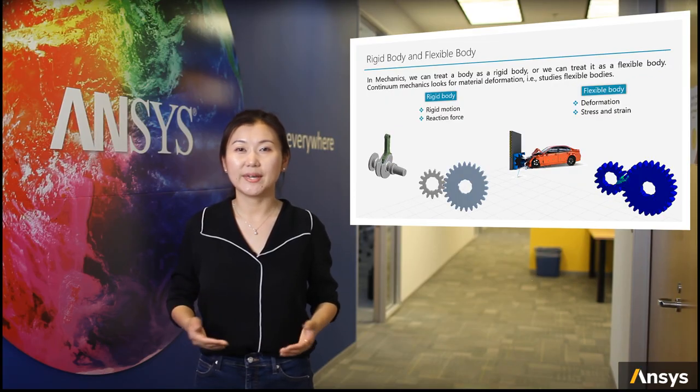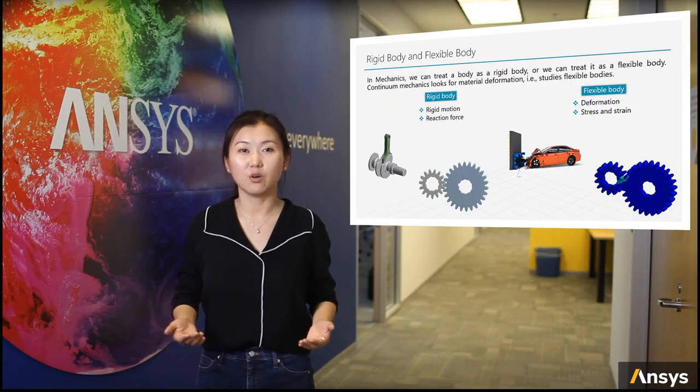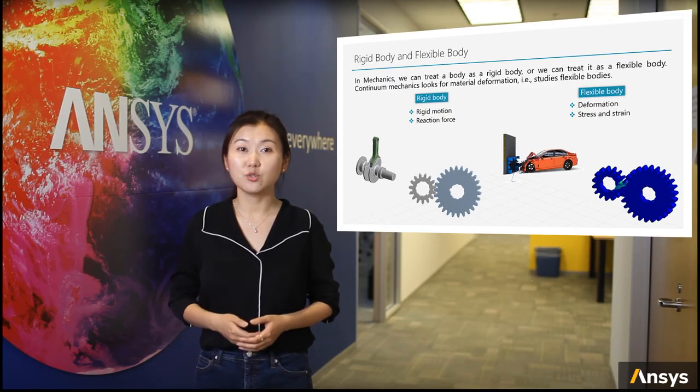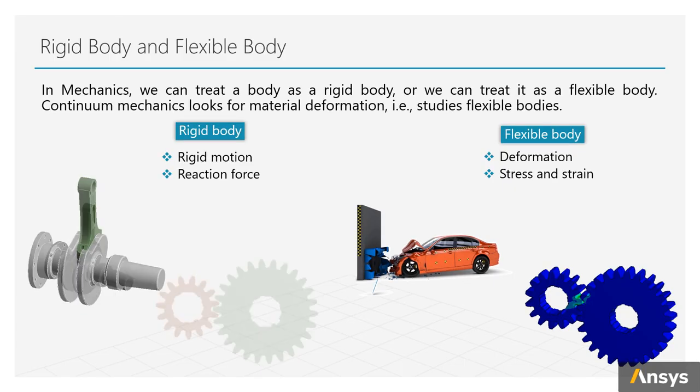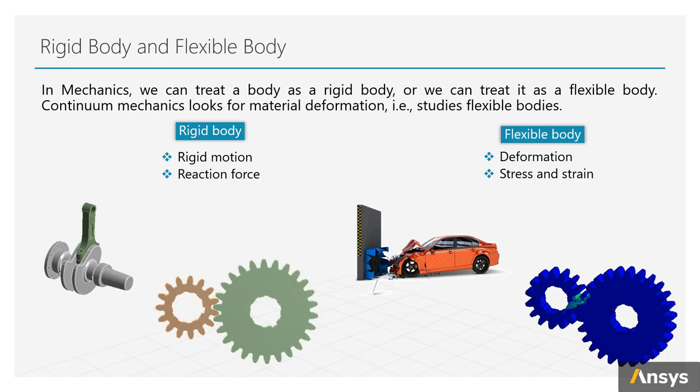In mechanics, we can treat a solid body as a rigid body, or we can treat it as a flexible body. Rigid bodies do not deform under the action of applied force. The study of rigid bodies looks for the movement of the system and reaction forces from the movement. For example, here, the parts of the engine connection rod are treated as rigid bodies. Or these gears are treated as rigid bodies to find the needed turning force for this rigid mechanism.